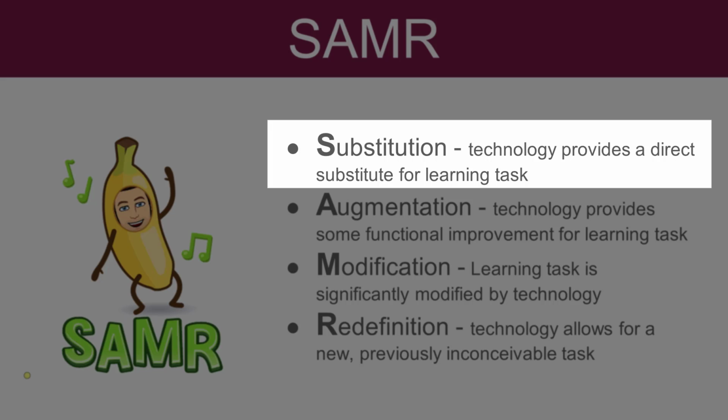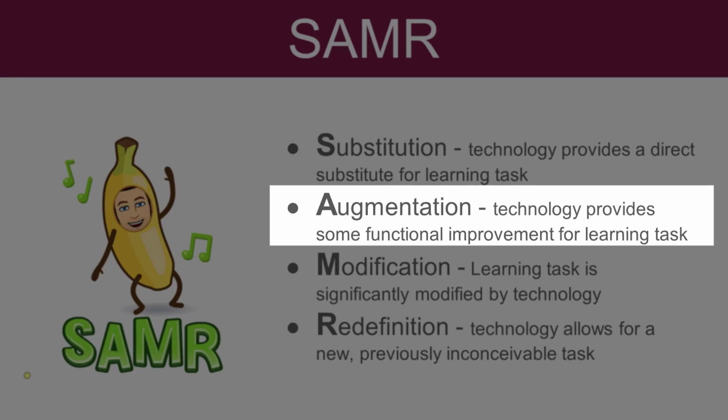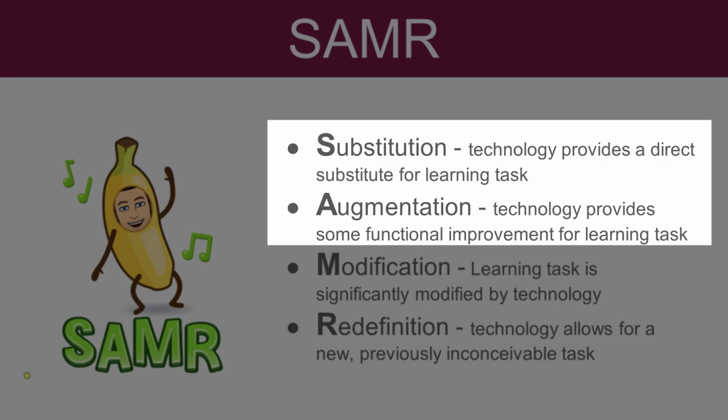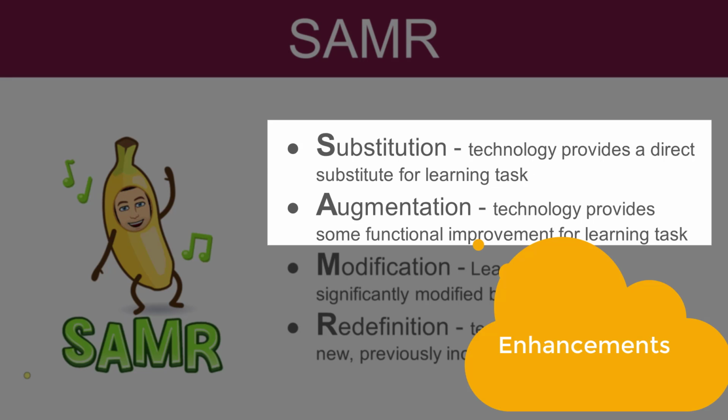At the substitution level, technology acts as a direct substitute for a traditional learning task, without any functional improvement. Augmentation adds some functional improvement to that technology substitute. These two levels are categorized further as enhancements of a learning task.